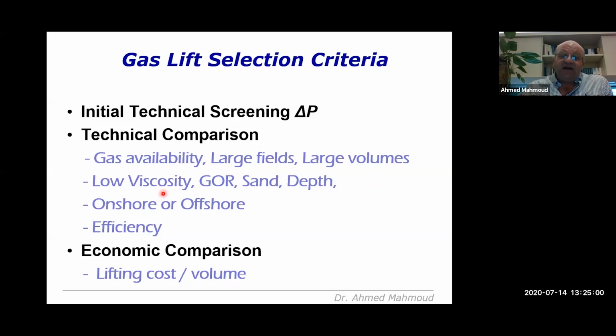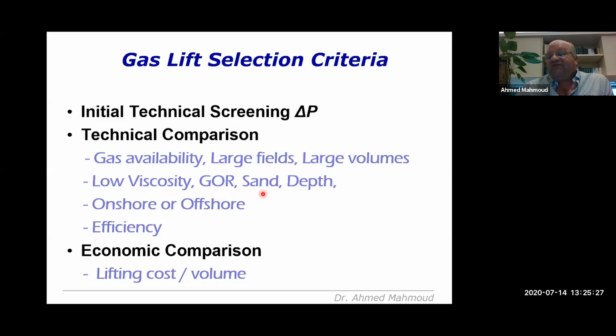Now, the other thing related to the actual properties of the reservoir and hydrocarbon is that you need to be producing fairly low viscosity fluid. Because if you have a high viscosity crude, gas lift may not be the solution for you, because you're going to have to spend quite a lot of gas to lighten the fluid. But if you have low viscosity, then it's okay. Gas lift will fit and it will fit well.